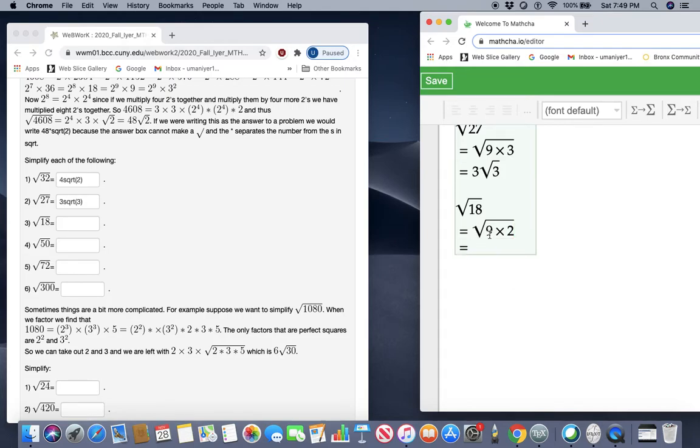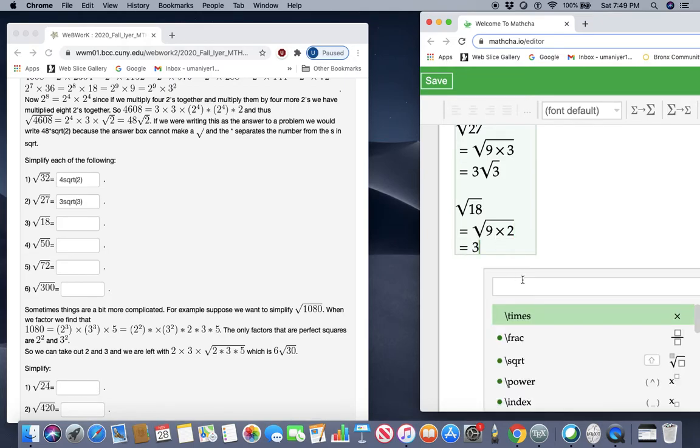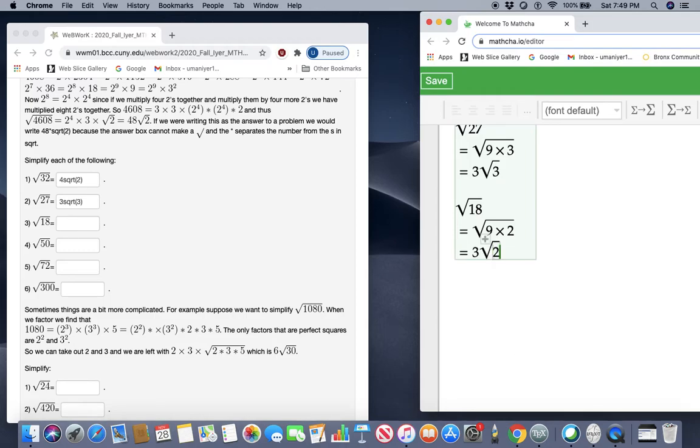What is square root 9? 3. And what is square root 2? Well, we cannot improve. So don't forget, what resolved came out, what couldn't be resolved stayed in. So this is 3 SQRT 2.